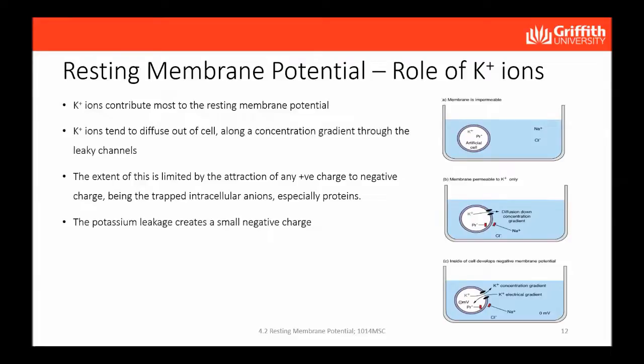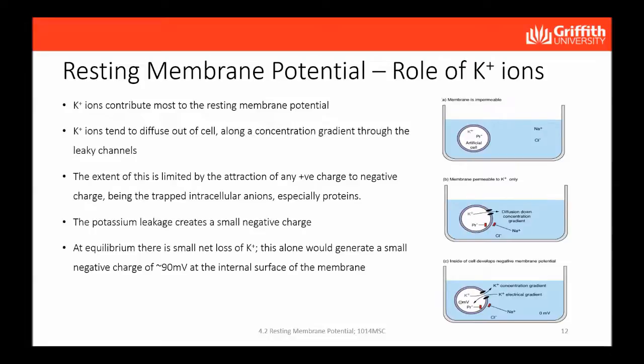As the potassium leaks out into the extracellular fluid, a negative voltage or electrical gradient develops on the internal surface of the membrane. At equilibrium, there is a small net loss of potassium ions, which by itself generates a small negative charge of -90 millivolts at the internal surface of the membrane. However, because the positively charged sodium constantly leaks into the cell, it makes the resting membrane potential less negative, bringing it to around -70 millivolts.